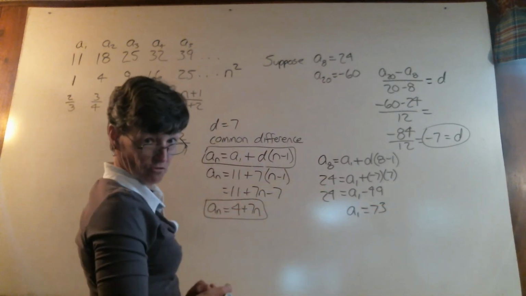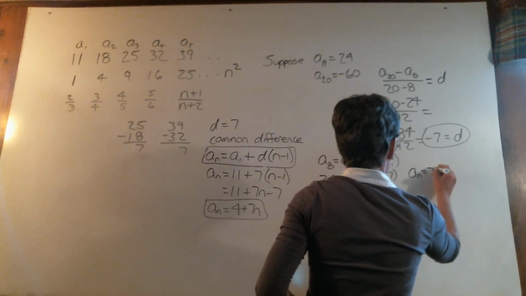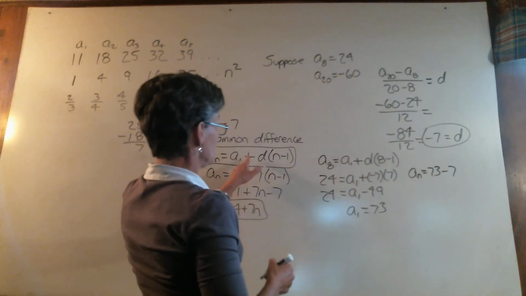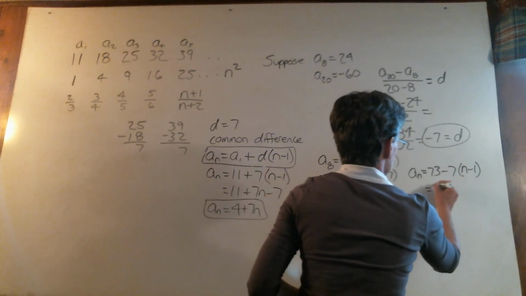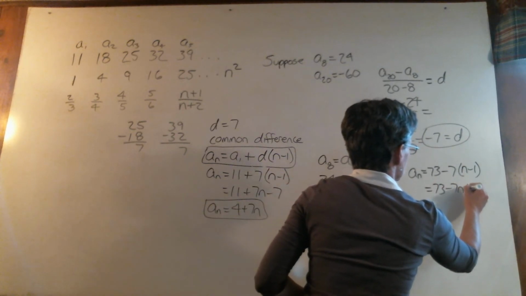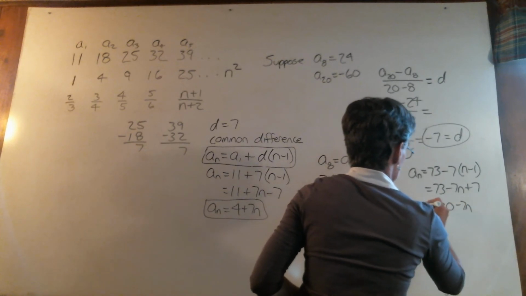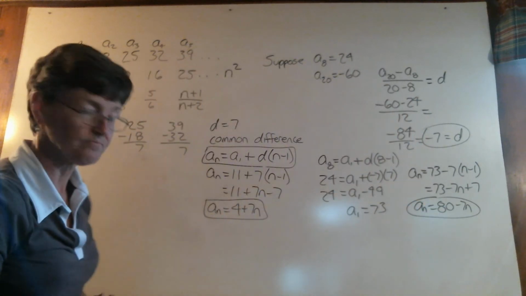Now I have enough information to write my nth term. A sub n equals 73 minus 7, because D is negative 7, times n minus 1. All right, well, that's 73 minus 7n plus 7. That's going to be 80 minus 7n. You see, it's a linear pattern.